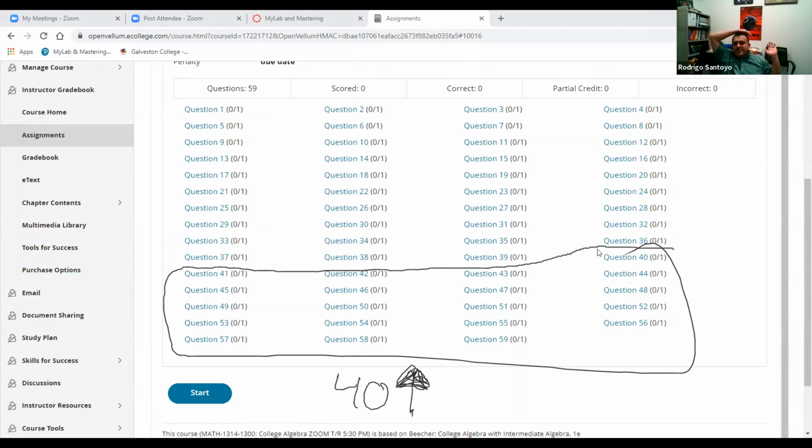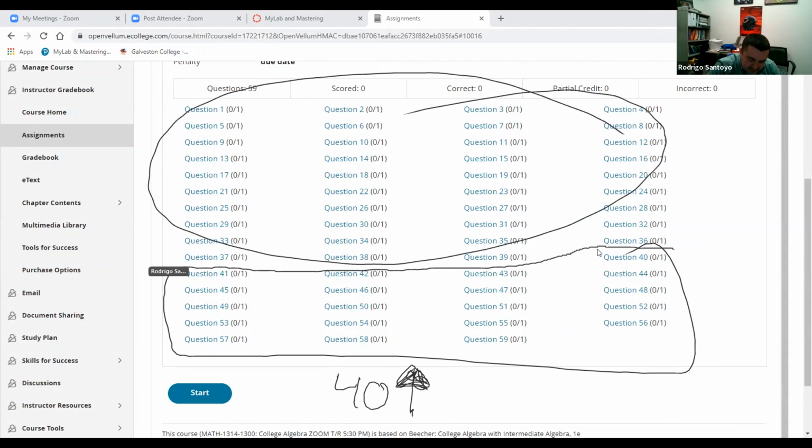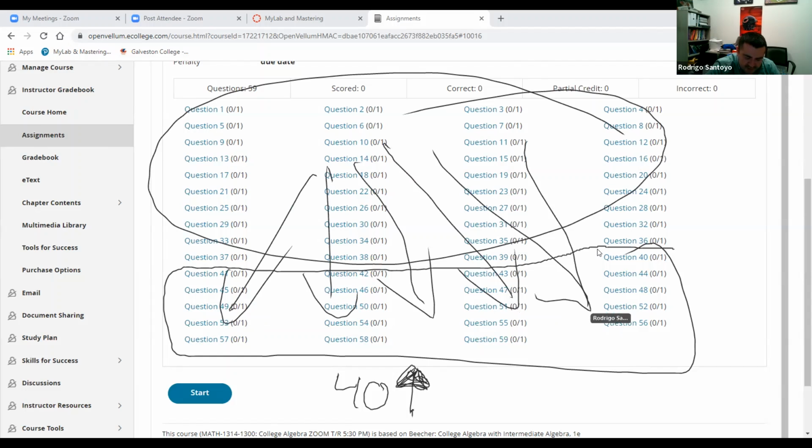That's really what your test is going to be on. All of this is going to be found in every one of those problems. Does that make sense, everybody? Does anyone have questions about that?